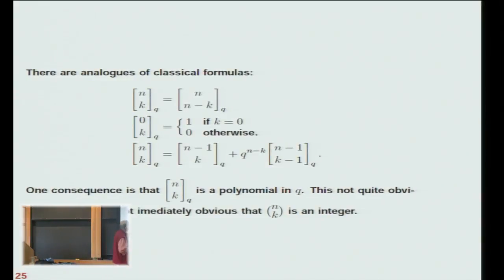So we have classical formulas. It's symmetric in K and n minus K. The top row is always very simple. And then you have the induction formula. And then I don't see any way to see otherwise, except by using these things, that it's a polynomial in Q.